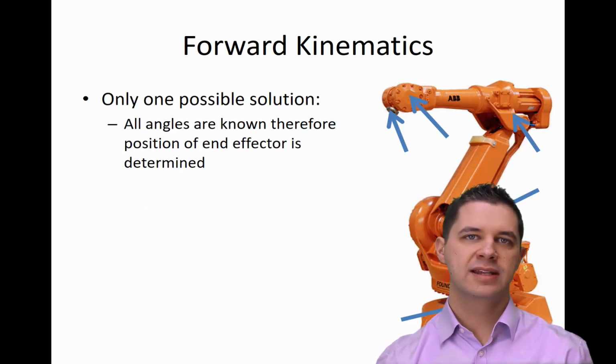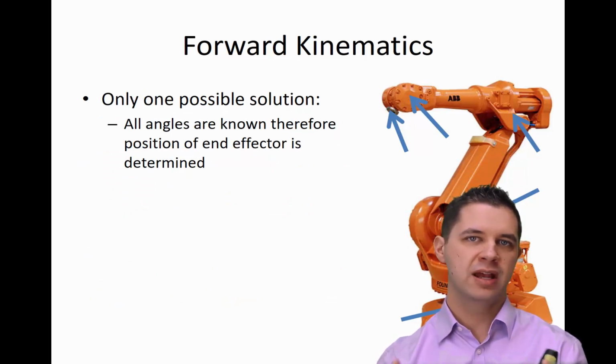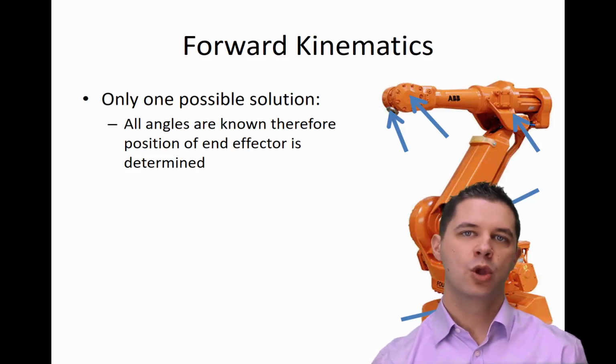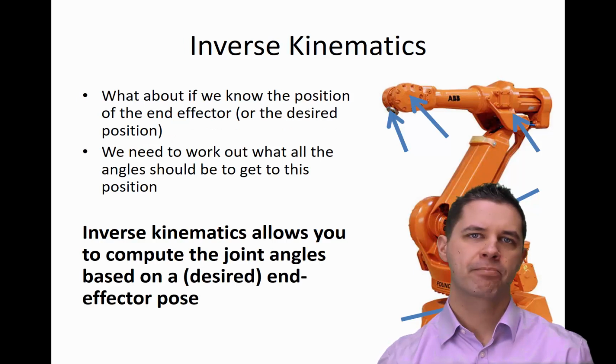Now, one thing we need to note is there's only one possible solution. So all the angles are known, and therefore the position of the end effector is determined, and it's fixed. We know where it is based on what all those joint angles are.